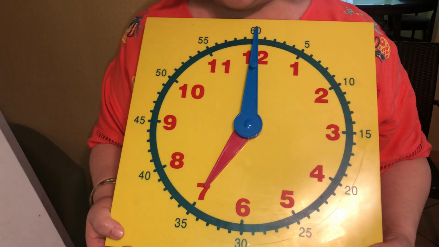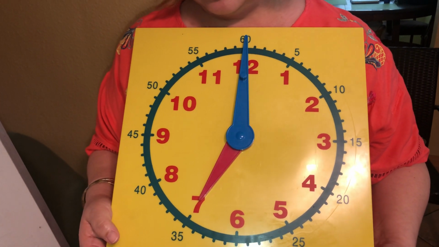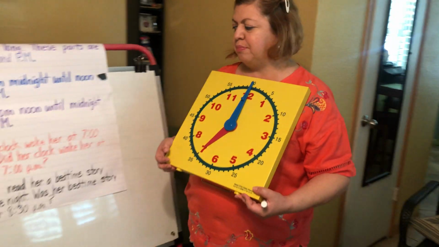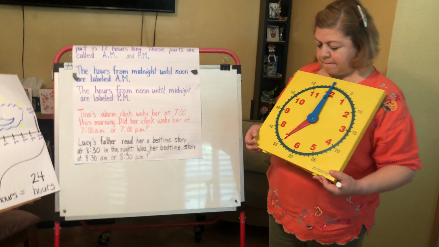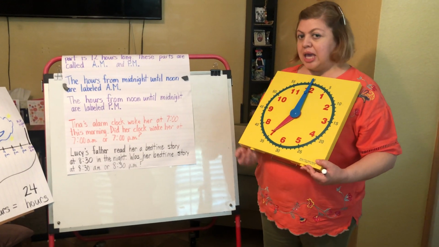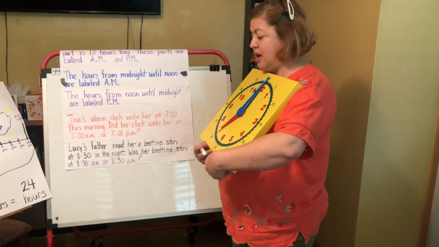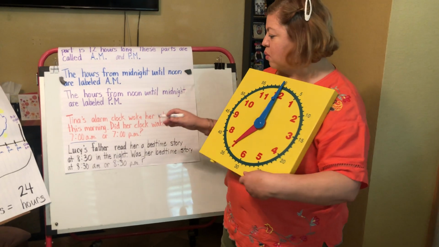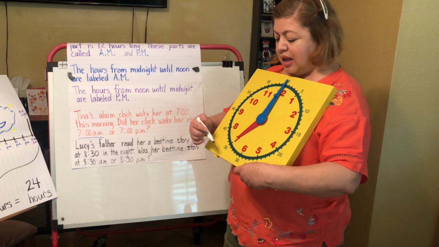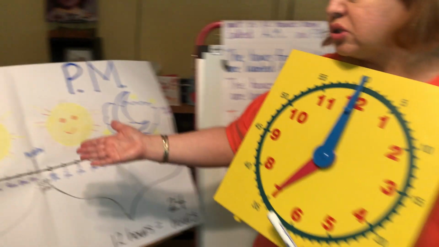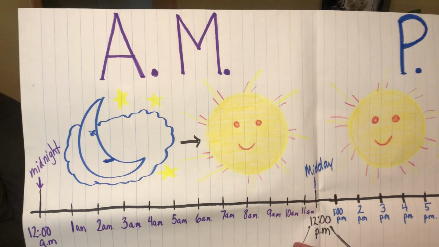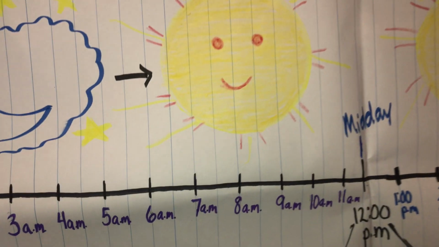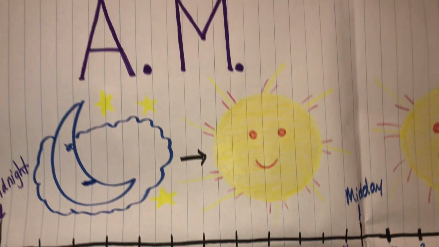A.m. or p.m. It's 7 o'clock and she's waking up. So what do you think? 7 a.m. or 7 p.m.? Think about that, boys and girls. If you said 7 a.m., you are correct. The clock woke her up at 7 a.m. And if I refer back to my poster, she's waking up, she's starting her day. So it would be right here, 7 a.m. That is when she is starting her day.